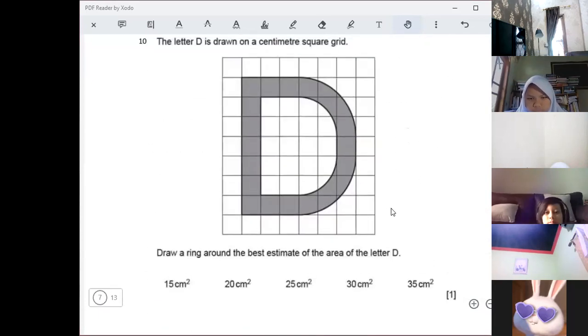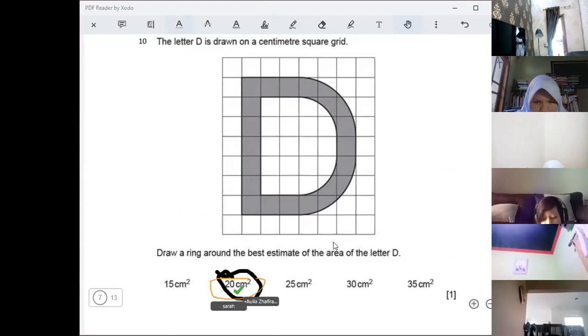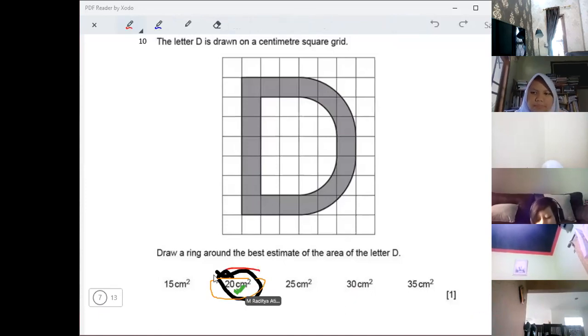Okay, now for this number 10, everyone. Which one? Can anyone help me? Using stems, in which letter? In which one? Or Rafa choose 20. How about others? Oh, many of you choose 20. Is there anyone choose 15 or 25? 20, yeah. Okay.